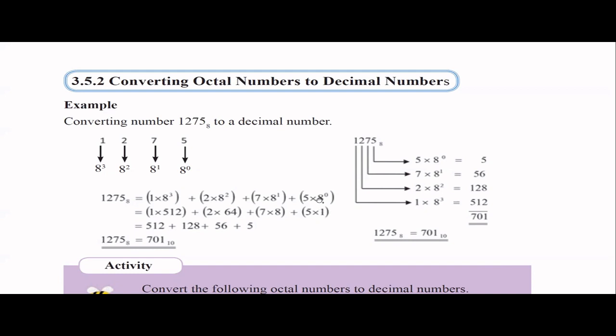That means 5 into 1 is 5. 8 to the power 1, right? It's just 8. So 8 into 7 is 56. 8 to the power 2. This is 8 into 8, that is 64, into 2, that means 128. This is 8 to the power 3. That means 8 into 8 into 8, that means 512 into 1. Same thing. And you add everything and then you can get the answer, 701. Okay.